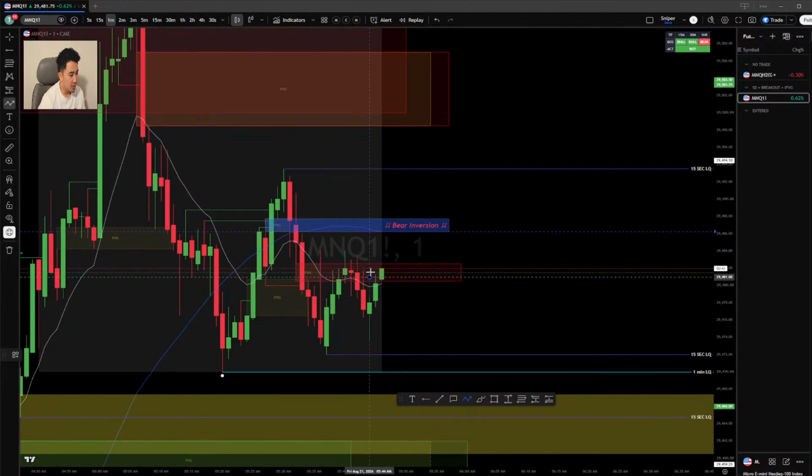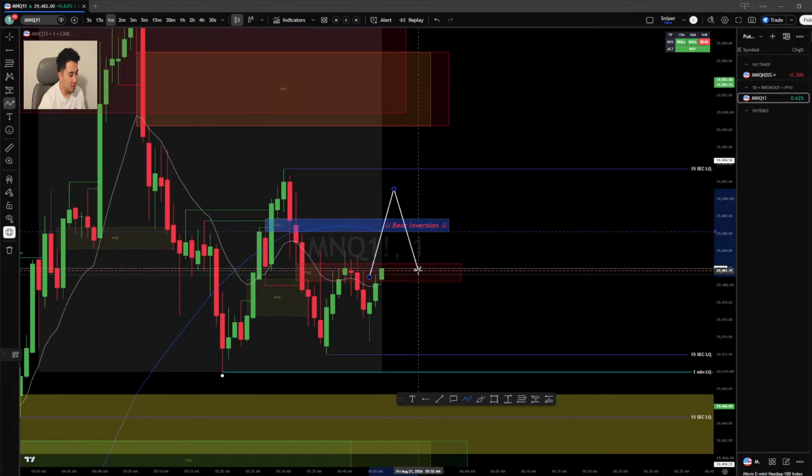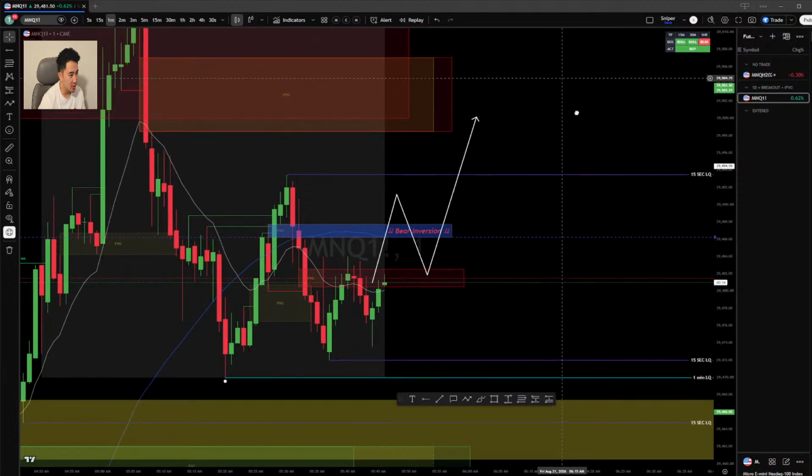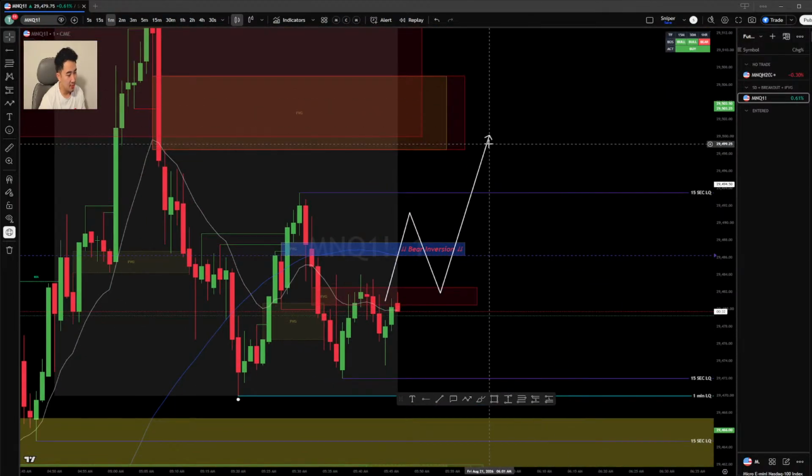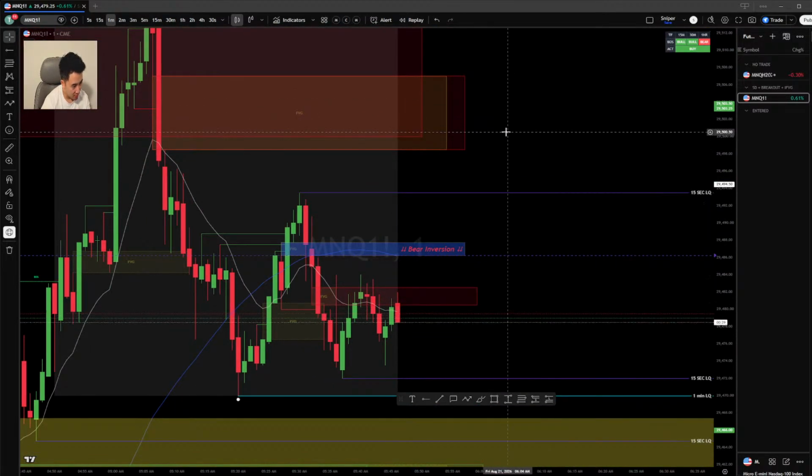Another possible scenario would be if price breaks this bearish inversion, comes back, retests what would be a bullish inversion, then target this 5 minute gap. That would be a possible setup as well.